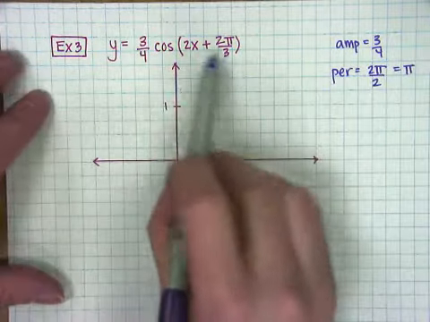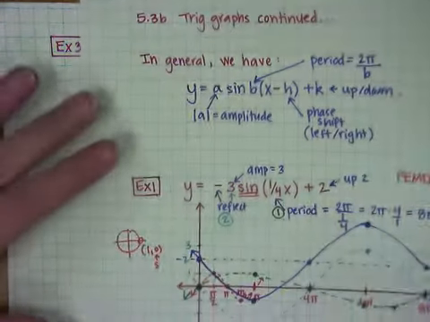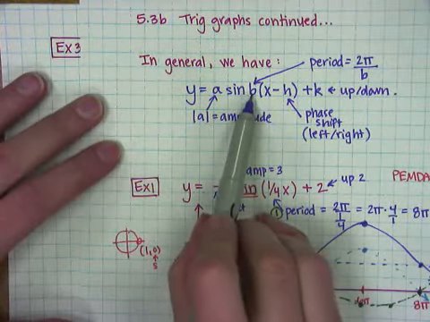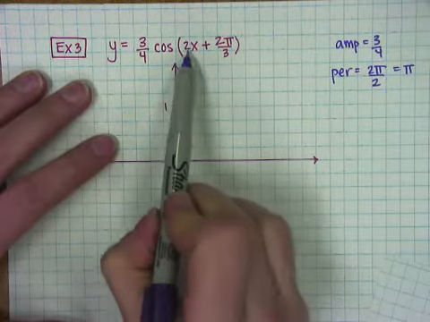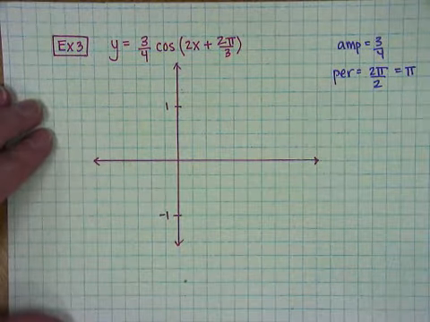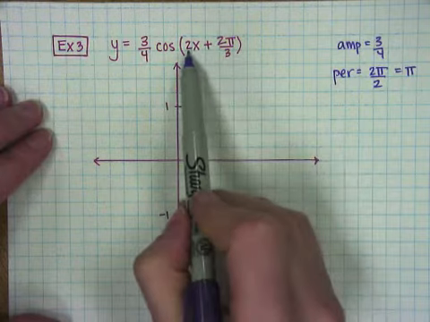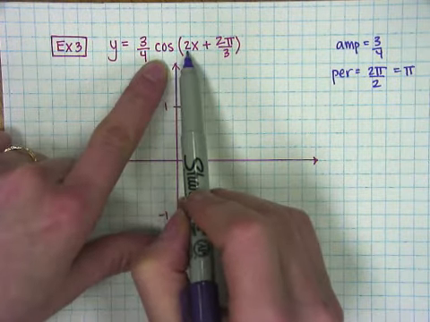And then this guy, this is really, really sneaky. In the general form, notice the b is outside the parentheses. And right now, this 2 is inside the parentheses. This is super, super sneaky. What we need to do is take this 2 outside of the parentheses and put it in front of the parentheses right here by factoring.